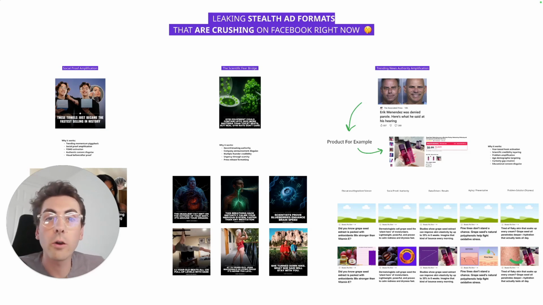Today, we are going to go over stealth static ads. Now, what are stealth static ads? Well, they're essentially ads that do not look or feel like ads. They are crafted from pieces of content and styles of content that already go viral organically. They don't stick out like a sore thumb, and they actually convert very well if you do them correctly.